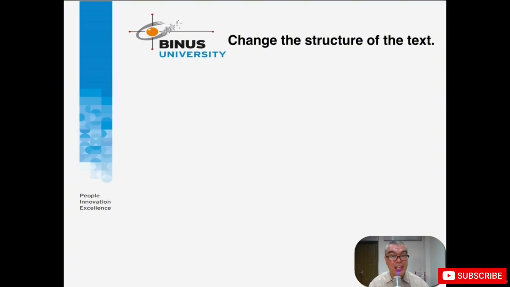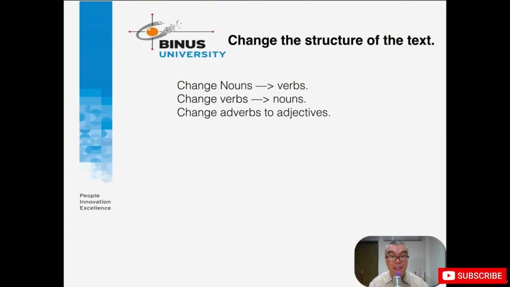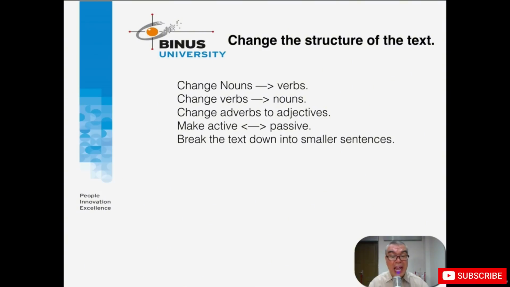The second strategy, as well as changing the vocabulary, is to change the structure of the text. So let's look at that now. What you can do is change nouns to verbs, because of course when you change the grammatical form of the word, you need to change the sentence structure. And you can do it the other way round. You can change verbs to nouns. You can also change adverbs to adjectives, or you can make the active voice the passive, or of course the passive voice the active. Another thing you can do is break the text down into smaller sentences.